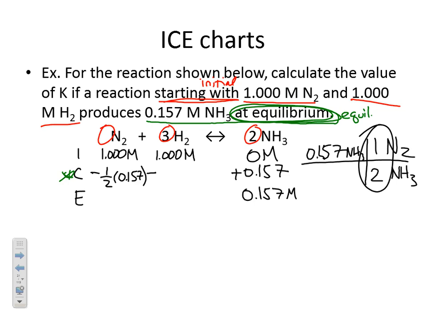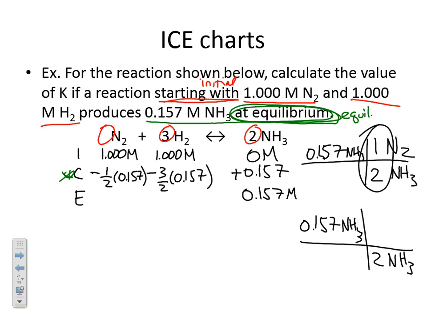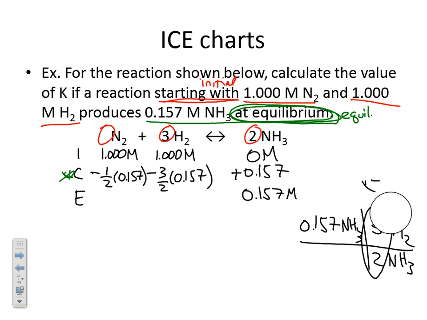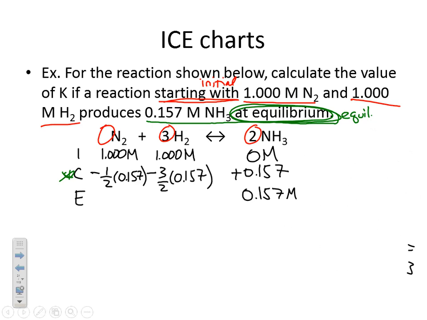And then similarly for the hydrogen, the change is going to be minus 3/2 of 0.157. And this is worked out the exact same way. The reason I know it's 3/2 is because I'm going to take the 0.157, and this is NH3, and then I'm simply going to use my mole ratios, and 2 moles of NH3 come from 3 moles of H2. So there's my 3/2. That's going to be the change in the hydrogen, and that's how we're working that out. So that's what I mean when I say we're using stoichiometry to get the change for everything else.